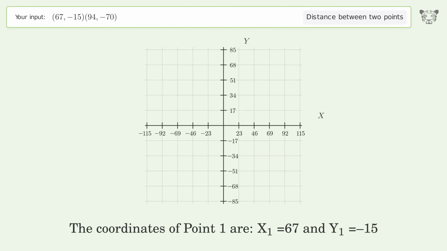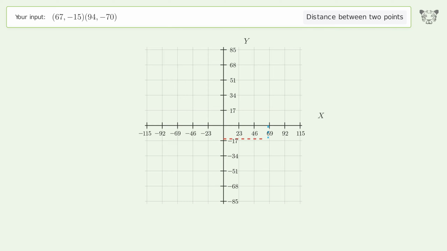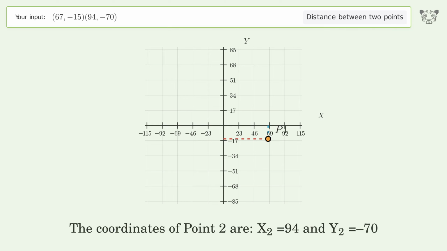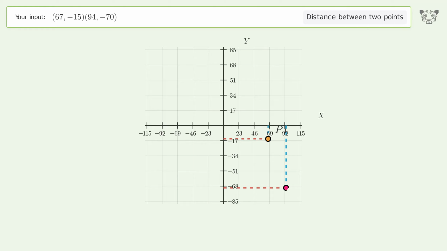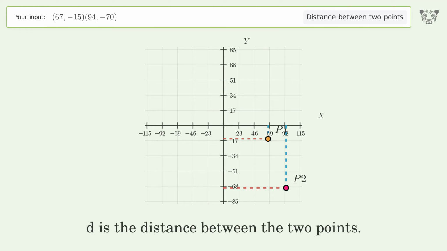The coordinates of point 1 are, x1 equals 67 and y1 equals negative 15. The coordinates of point 2 are, x2 equals 94 and y2 equals negative 70. D is the distance between the 2 points.